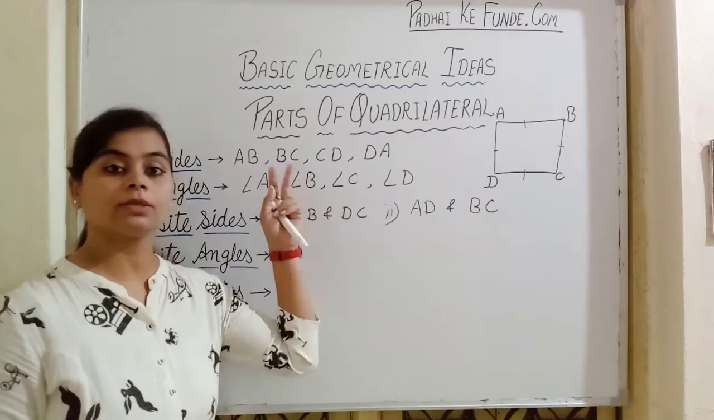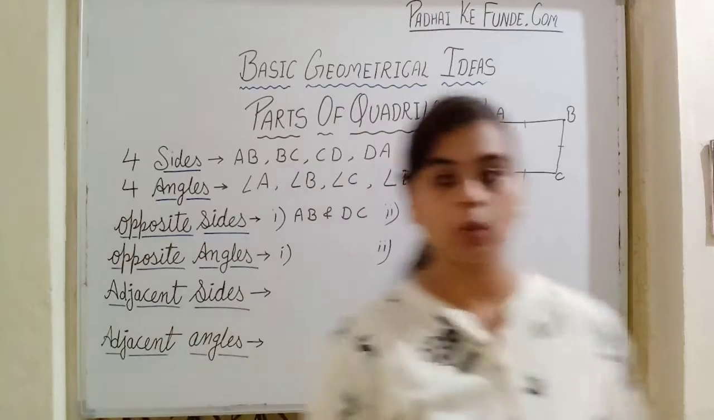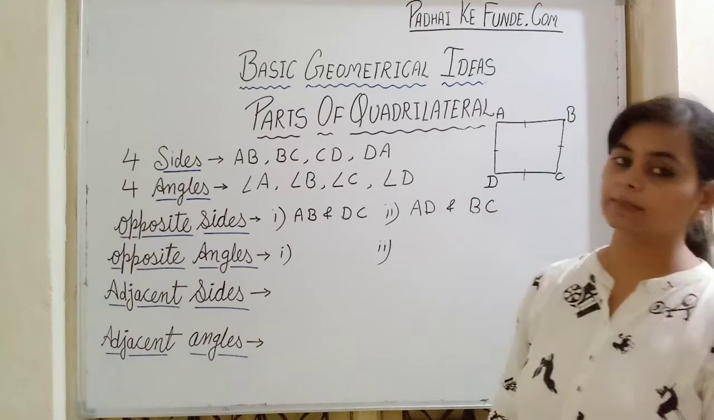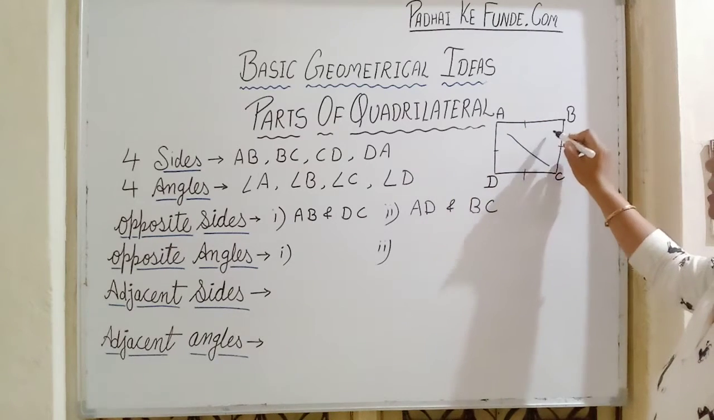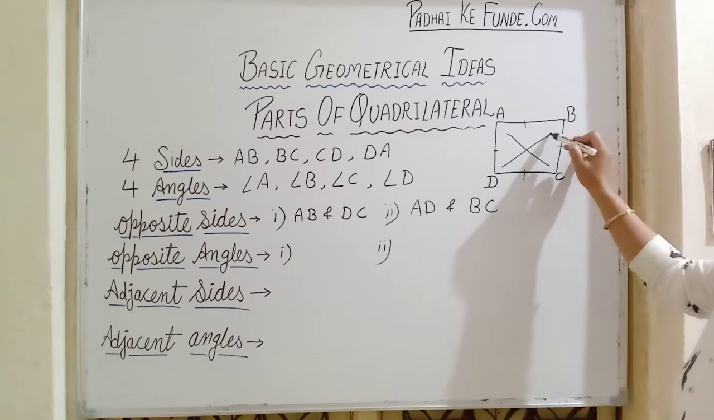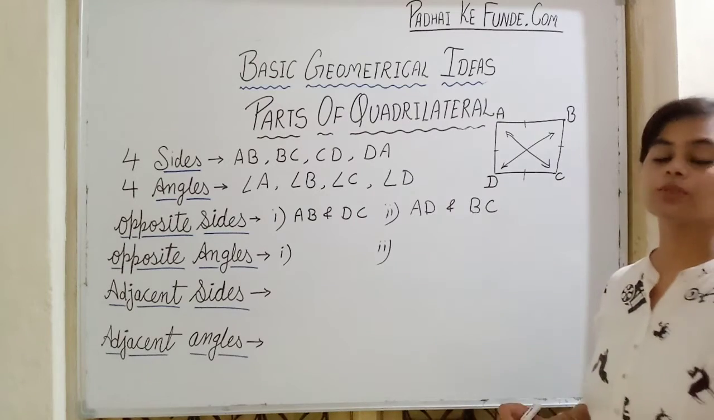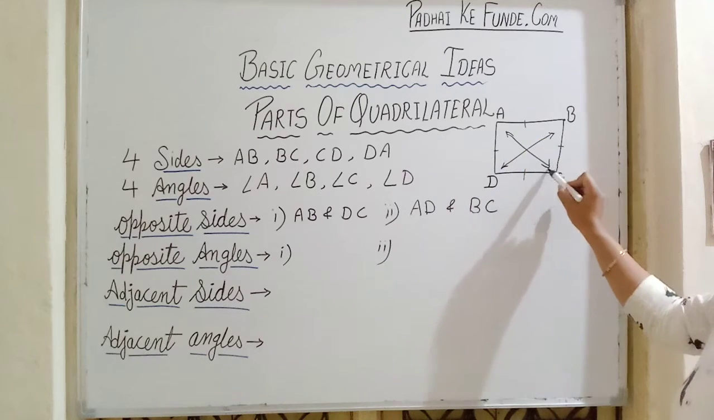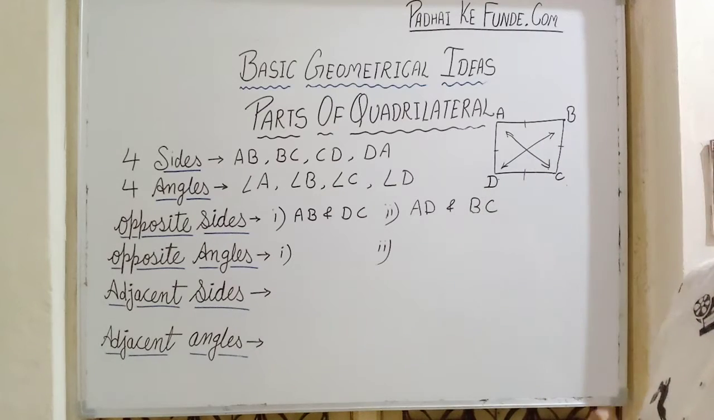Now we'll go towards the opposite angles. For opposite angles also we have two pairs in a quadrilateral. Opposite means that also in front of each other and nothing in common, meaning they should not come on the same line. Then if we make a cross in between this, and put arrows at the corners, these arrows are showing us a pair of opposite angles, that is angle A and angle C are opposite. Another pair, angle B and angle D are opposite.